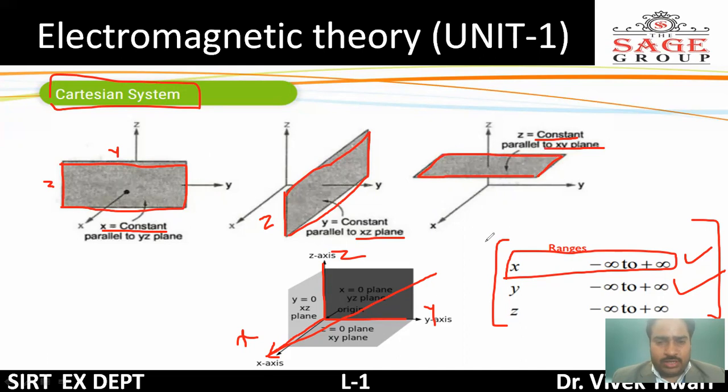So here three things are important. First thing is the variables, that is x, y, and z. Second thing is the range. Third thing is the plane. So we clearly understand what is the yz plane, what is the xz plane, and what is the xy plane.